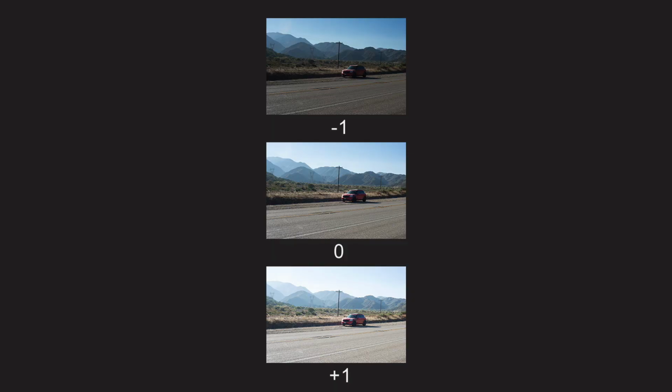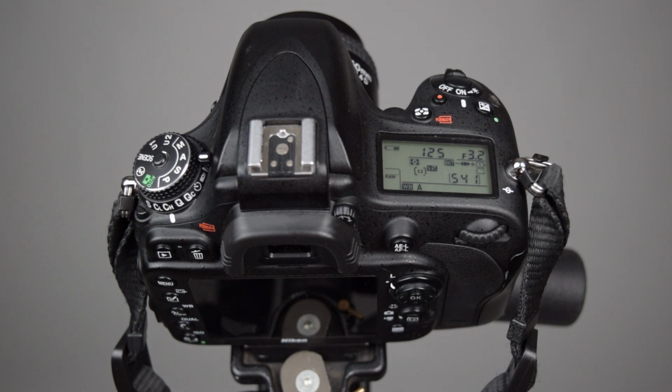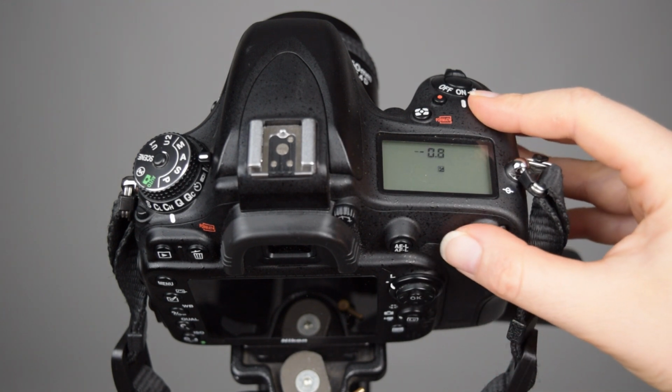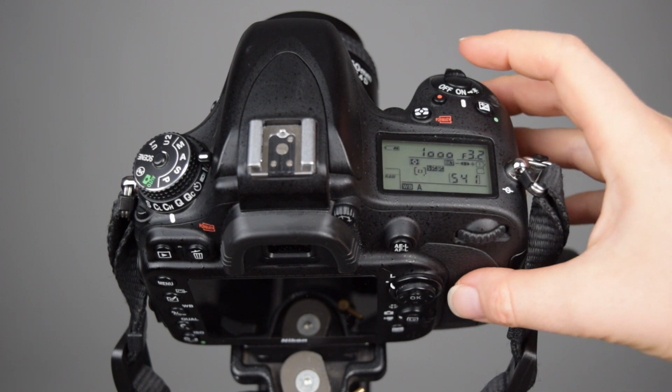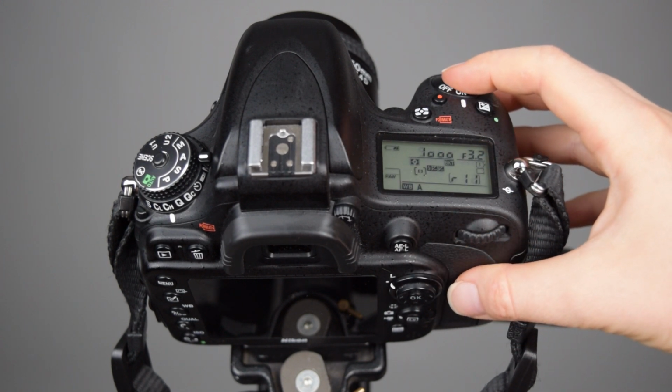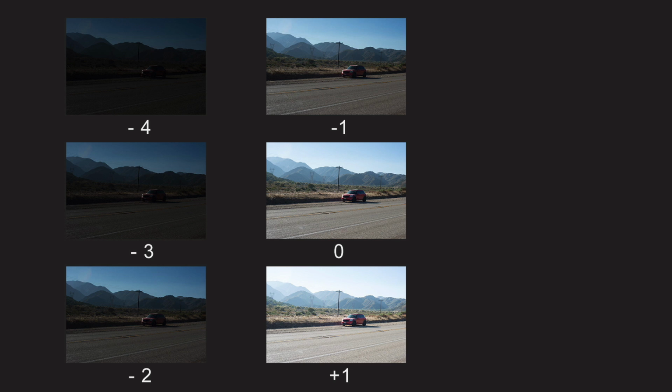We will get the first set of 3 images, one normal, one stop over, and one stop underexposed. After that, we will set our exposure compensation to -3 and take 3 pictures again. This way we will get 3 more images, 2, 3, and 4 stops underexposed.